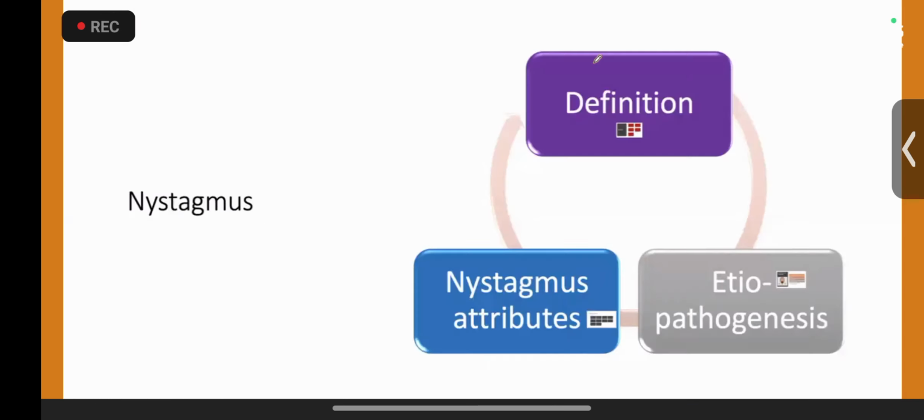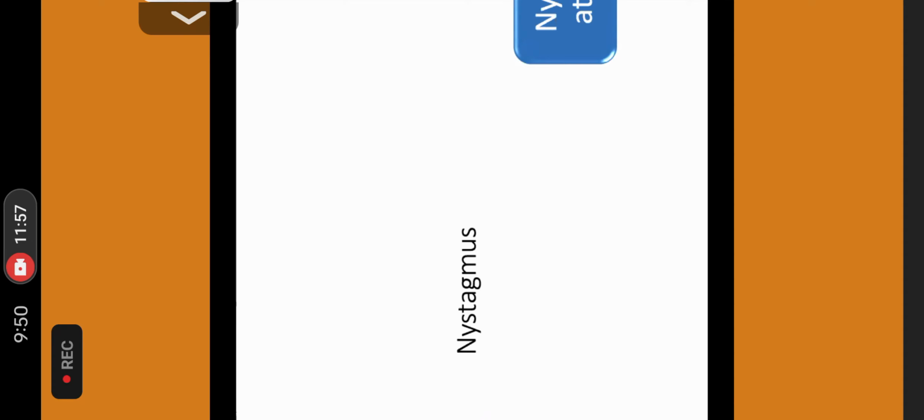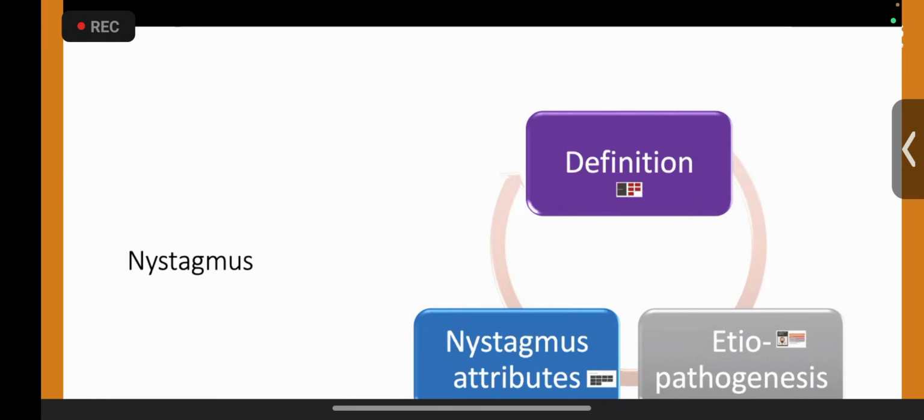Regarding the nystagmus, it's very important to understand the nystagmus because that is the most crucial aspect of video oculography. That's why it is named videonystagmography instead of video oculography. Ideally the name should be video oculography because it helps to check all types of eye movements, not only nystagmus. But because we have more emphasis on the nystagmus, it's very important to understand what is nystagmus, what are the attributes of nystagmus, and why we are trying to look at the nystagmus. So let us go into that.